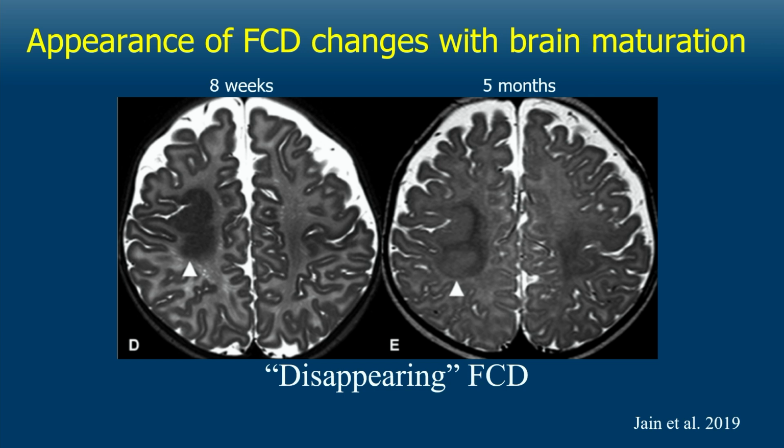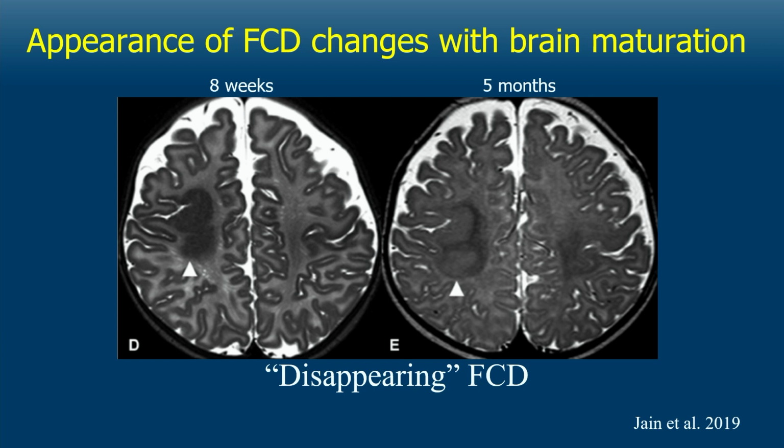So this is another case to show how the appearance of focal cortical dysplasia can change over time, particularly in the first 2 to 3 years of life. The first image on the left is when the child was 8 weeks of age, and you can see the lesion really well. You can see a dark area that represents the focal cortical dysplasia when the child was 8 weeks of age.